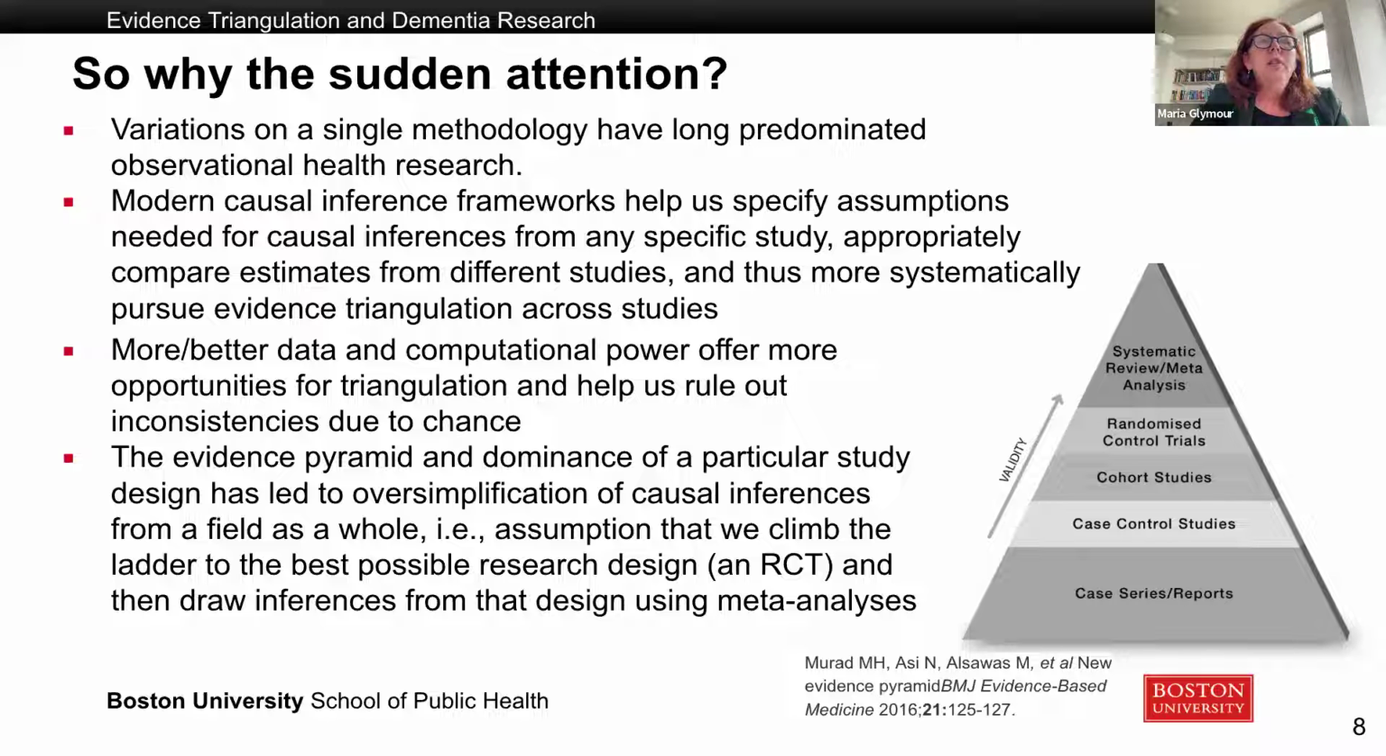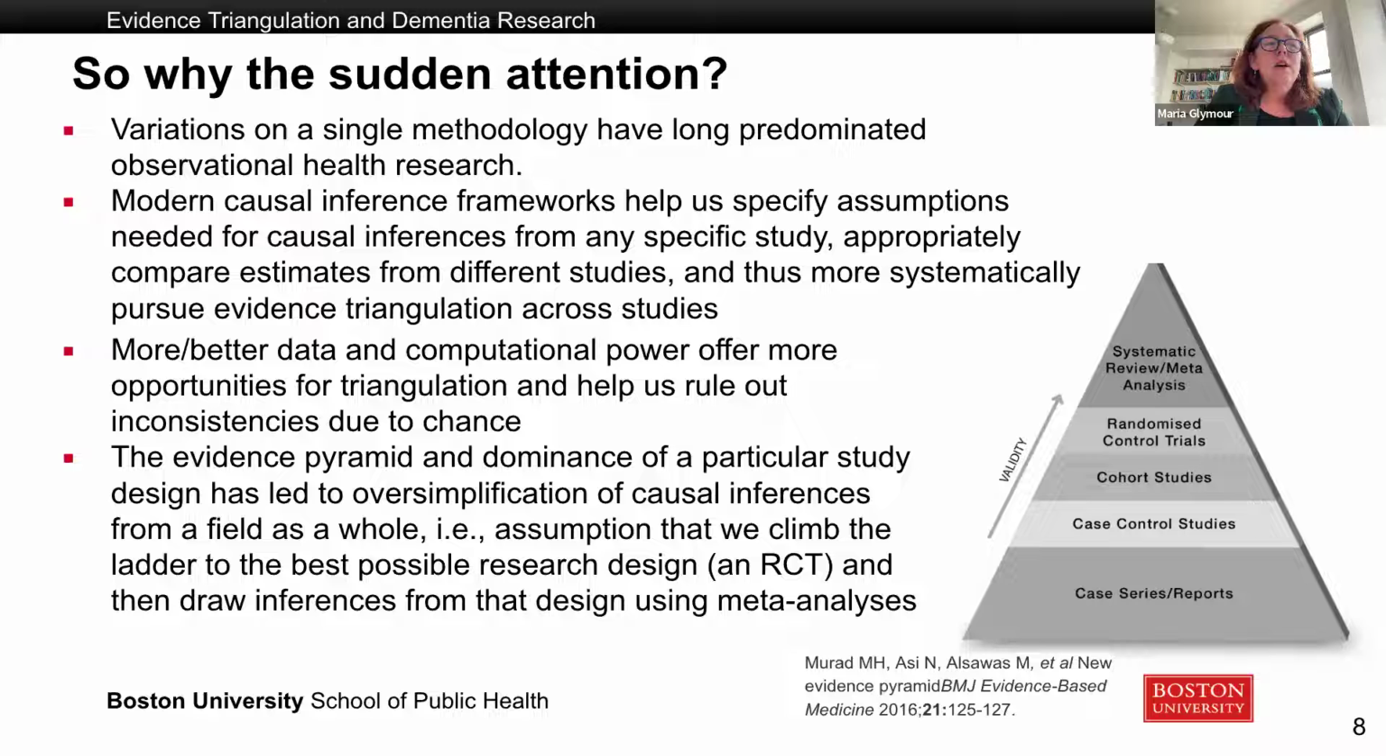I think modern causal inference frameworks help us specify the assumptions that we actually need to draw causal inferences, in ways that the previous decades of risk factor epi often did not do. And once you've articulated those assumptions, it's easier to appropriately compare estimates from different studies and more systematically pursue evidence triangulation. I think better data and more data opportunities offer more opportunities for triangulation and help us rule out consistencies due to chance.